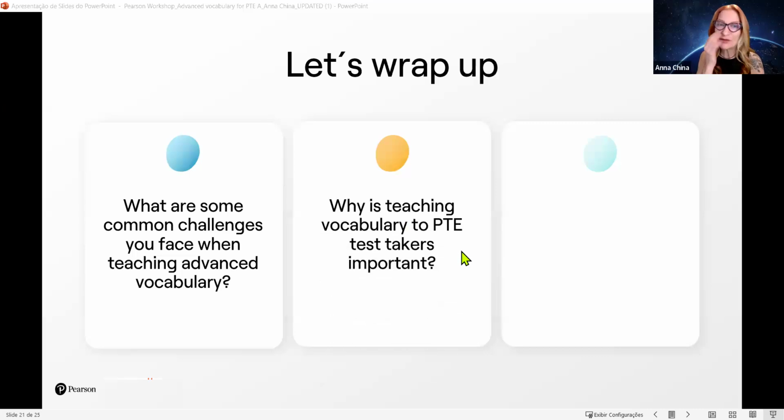Now, why is teaching vocabulary to PTE test takers important? There we go. We started off talking about PTE and advanced vocabulary, but why is teaching vocabulary to PTE test takers important? ASME, you feel that they learn, but they can't apply advanced vocabulary. They will apply for sure if they're preparing for the test. There we go.